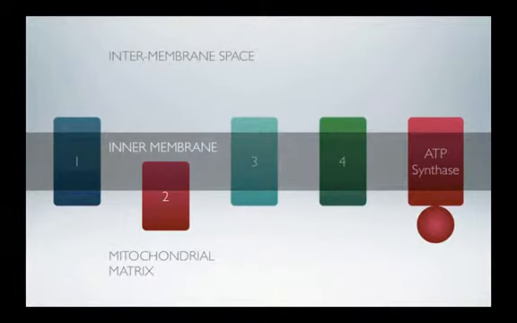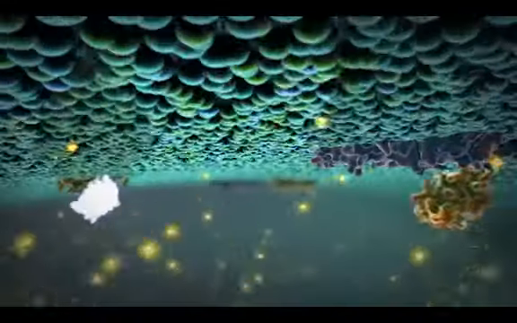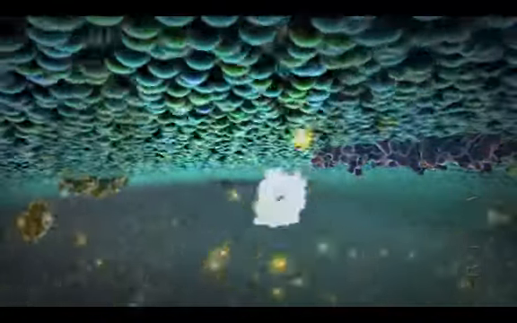The purpose of the protein complexes is to pump hydrogen ions into the intermembrane space, as illustrated here. This is accomplished by transporting electrons through the complexes.